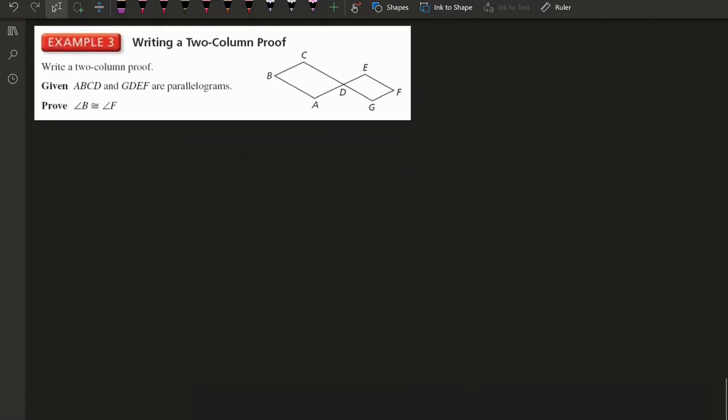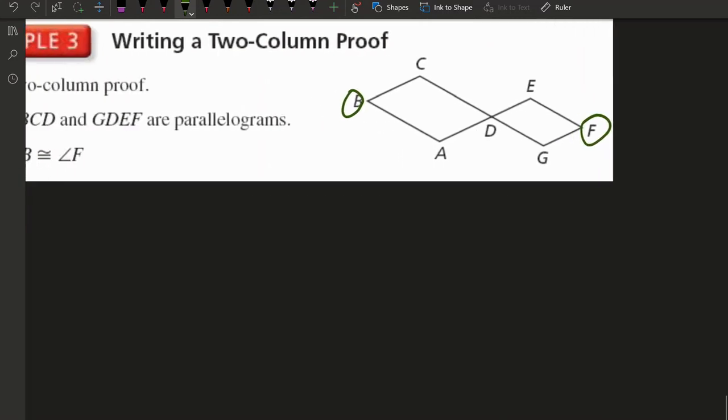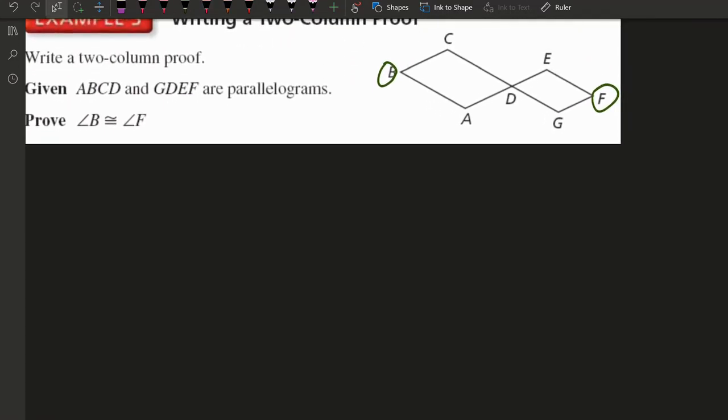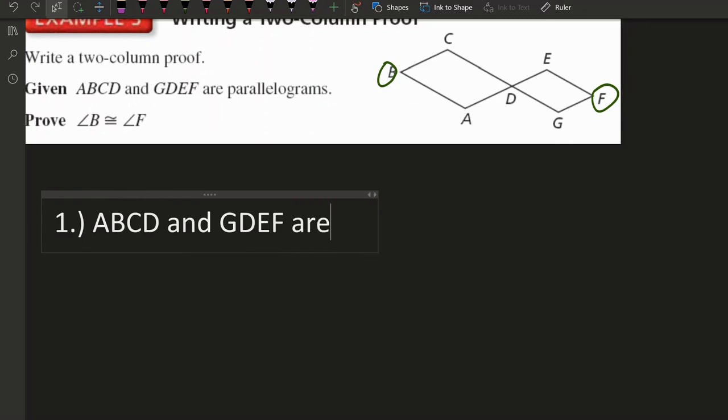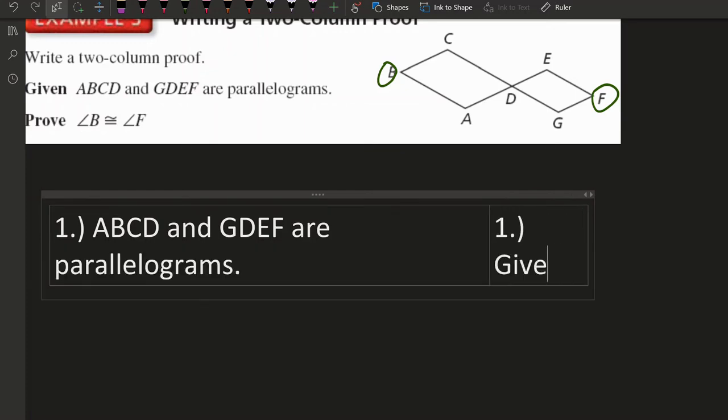Okay. Moving on, let's do a proof. So, ABCD and GDEF are parallelograms. So prove that angle B is congruent to angle F. Let's get a little closer here. I want to prove that angle B is congruent to angle F. So I'm going to say, step 1, ABCD and GDEF are parallelograms. That is given.